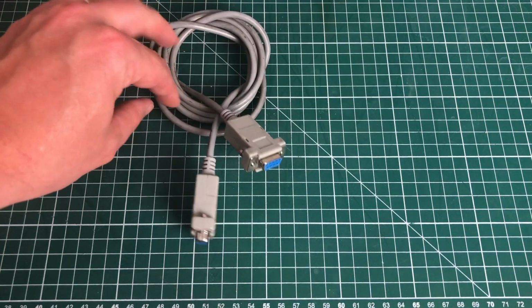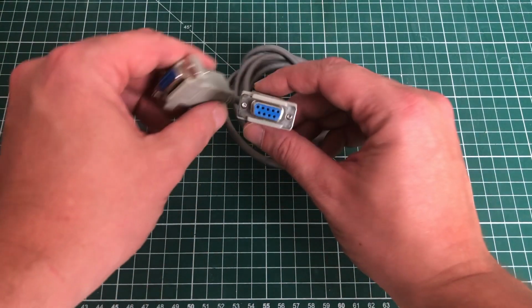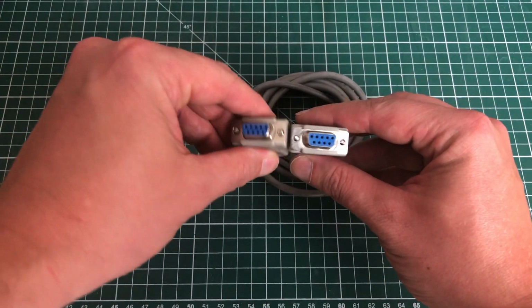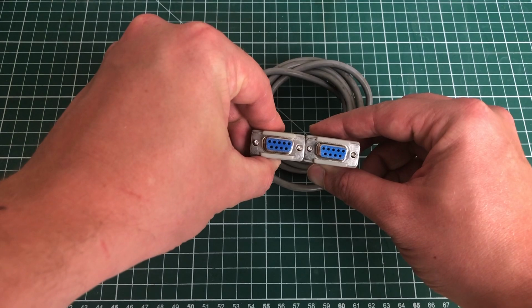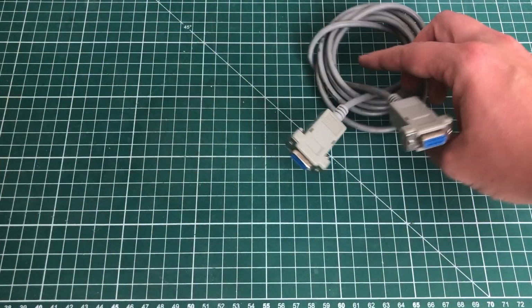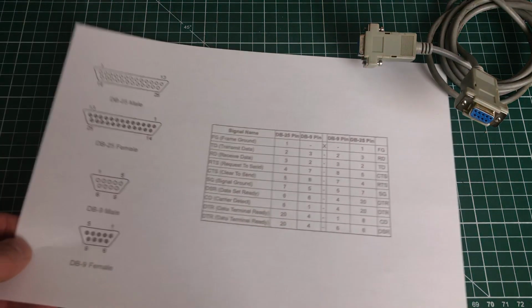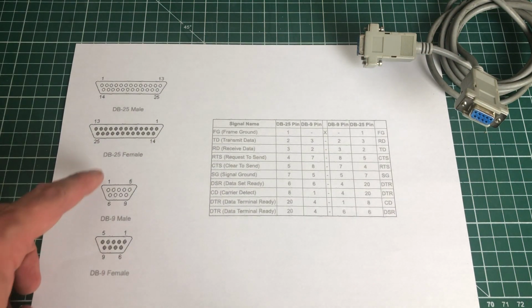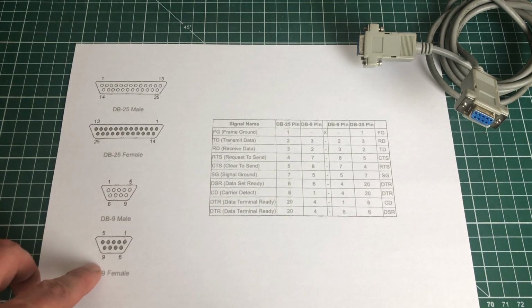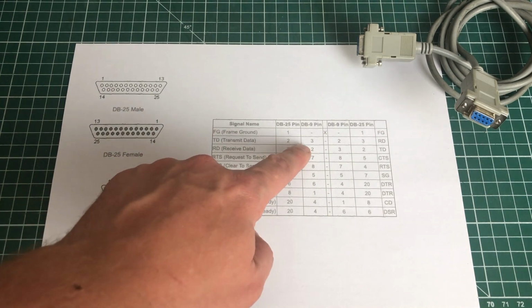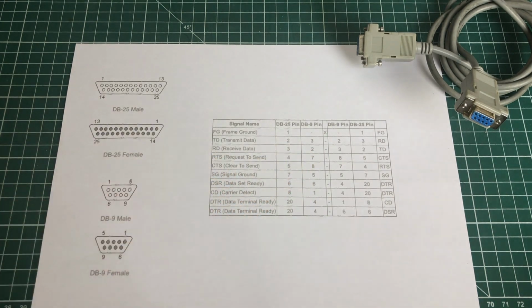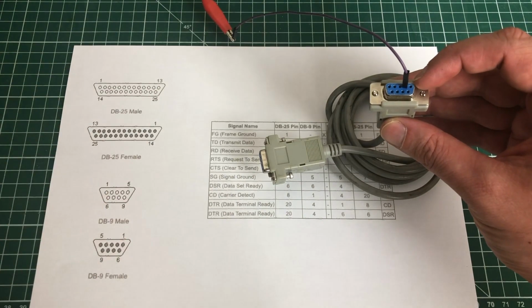So let's kick things off with this serial null modem cable. A very simple cable using a 9-pin D-sub connector that can be used to hook up two computers. Now, what's special about a null modem cable is that the RX and the TX, or the receive and the transmit lines, are cross-linked, and that allows it to communicate using two computers.